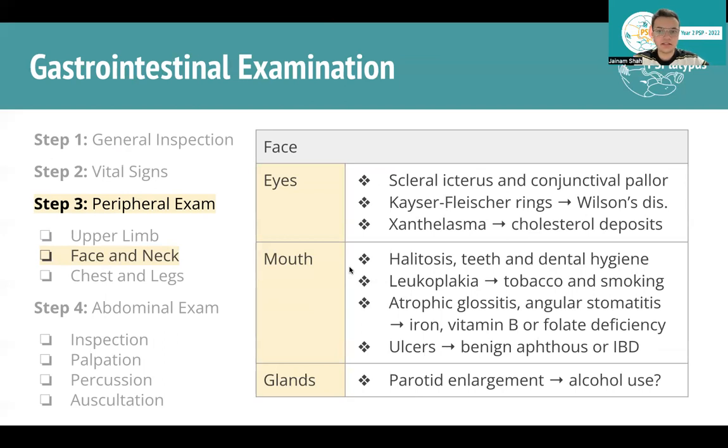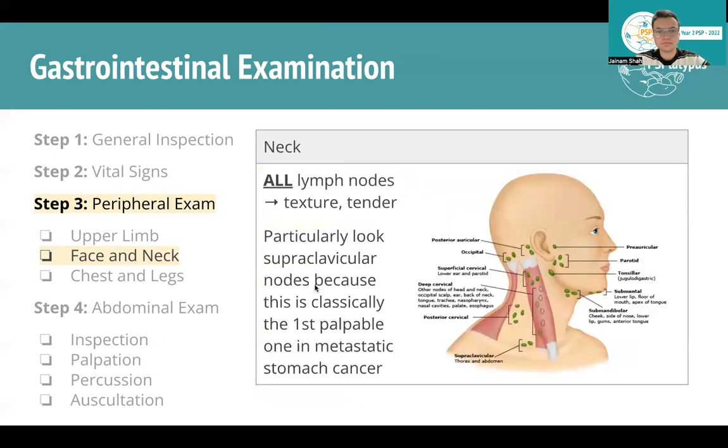And then finally, ulcers in the mouth. They can be benign, what we call aphthous, or they can be related to other conditions like inflammatory bowel disease. And then finally, feel for the parotid glands. If you have any enlargement, it could be an infective cause, so parotitis, or it could be because of actual alcohol use. So in someone who drinks a lot of alcohol, those parotid glands can also enlarge. And if you have other evidence that supports alcohol use, that can be something to think about.